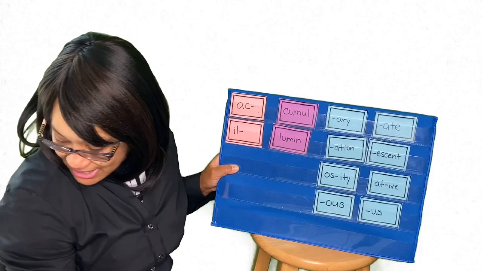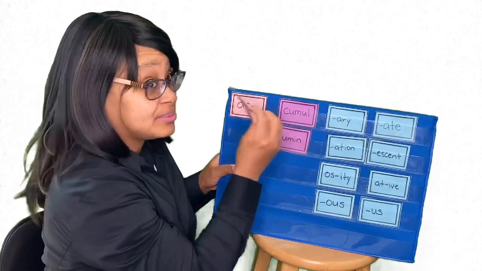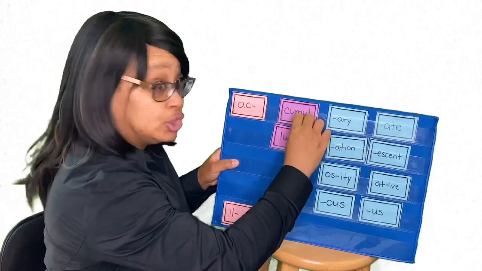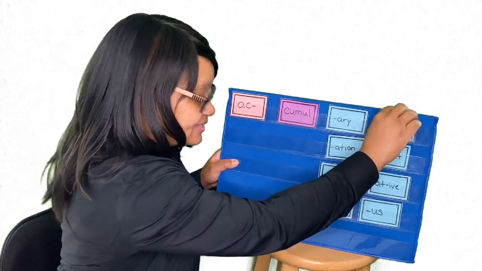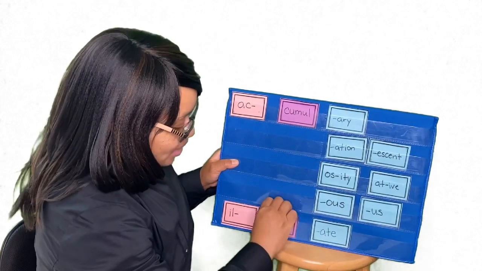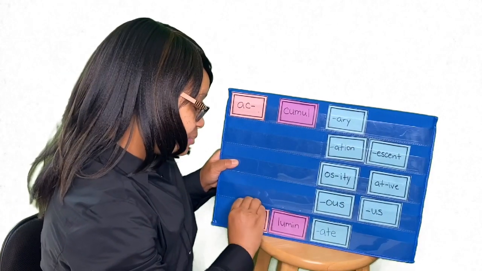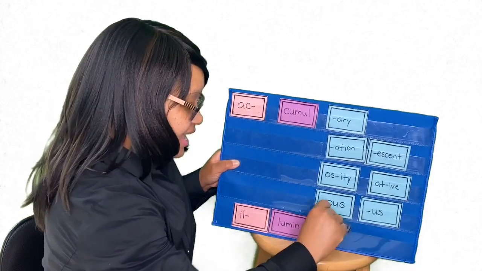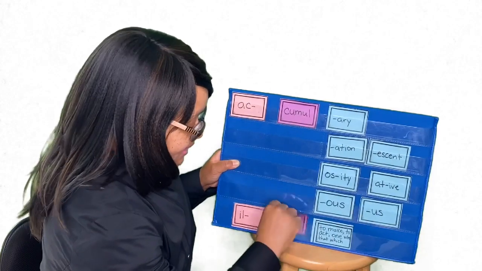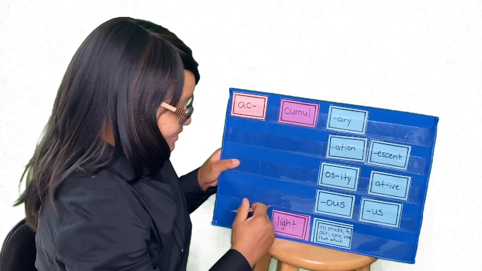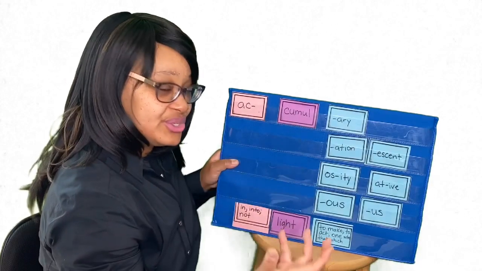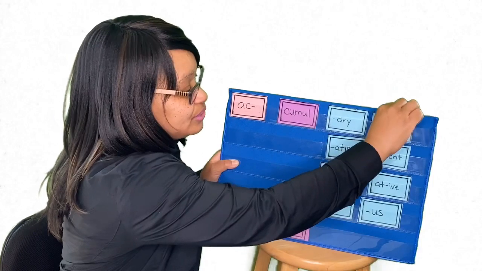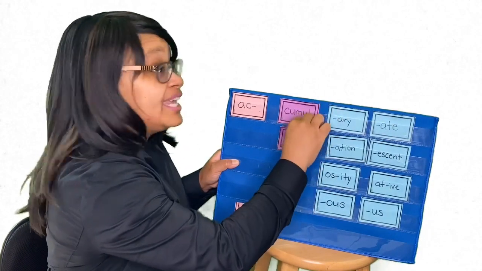Okay, let's make illuminate. So we have ill, and then we have lumin, ate. Now in cumulative, we didn't have a prefix, but in this word, we have a prefix, illuminate. And that means to make light in or into. So illuminate, to make light in. When you turn on your light switch in your room, you illuminate your room.